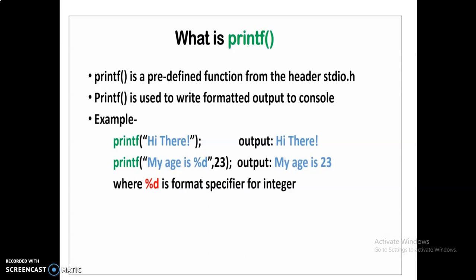Example, printf. This is the syntax. Within the parentheses, within the double quotes, whatever type of information you have entered will be displayed on the screen. Okay. So within the double quotes here, I typed hi there. So this will be displayed on the screen. This is my age is percentage D. You have to mention this percentage D. Percentage is the format specification. D is for the data type integer. So the output value here is 23. So the integer value is displayed here. My age is 23. Okay.